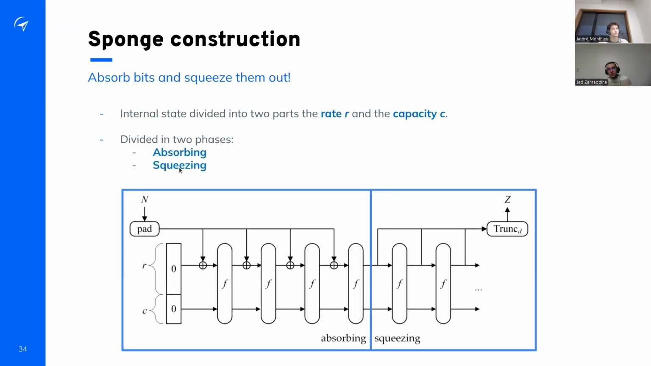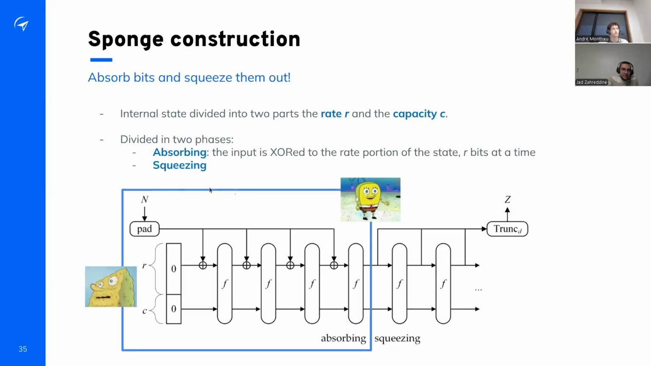And it operates in two phases, the absorbing phase and then the squeezing phase. In the absorbing phase, the input is XORed to the rate portion of the state R bits at a time, which means that having an input, we're going to pad it if needed in order to be able to divide it into equal R-bit blocks. And then we're going to absorb each block in order to transform our dehydrated SpongeBob SquarePants here, he's a bit sad, into a hydrated sponge who's happy.